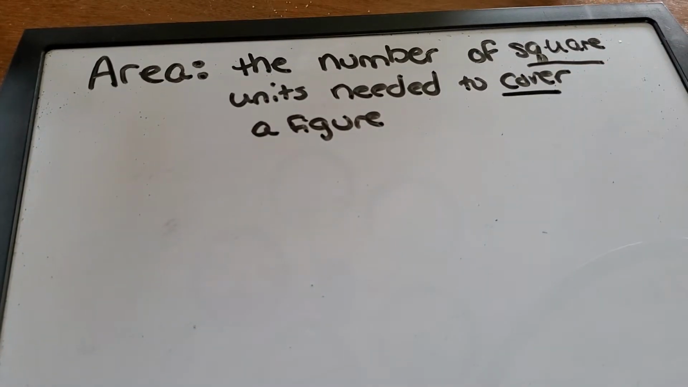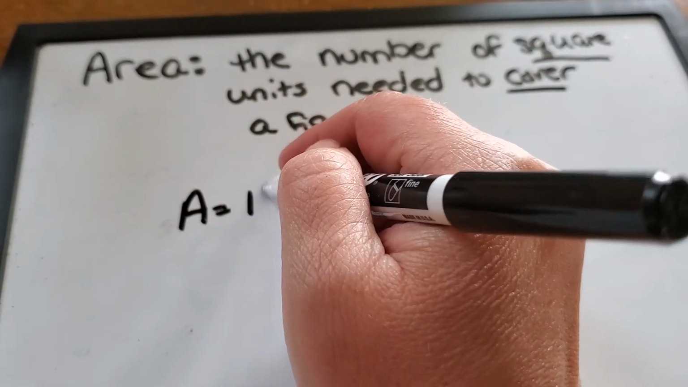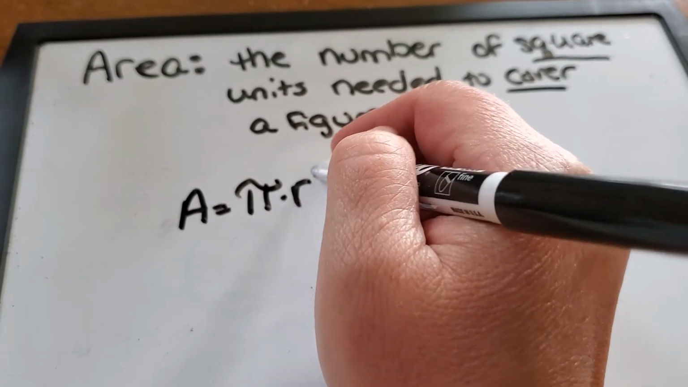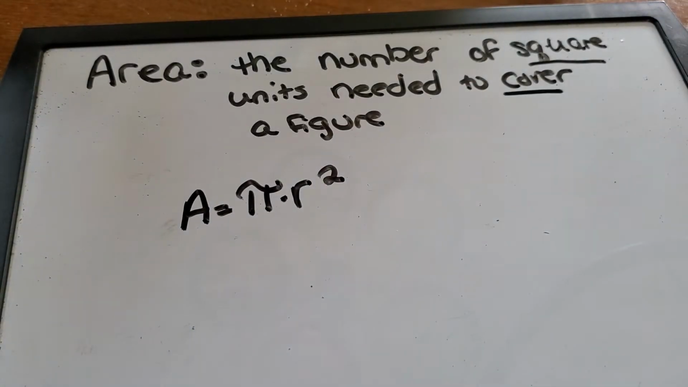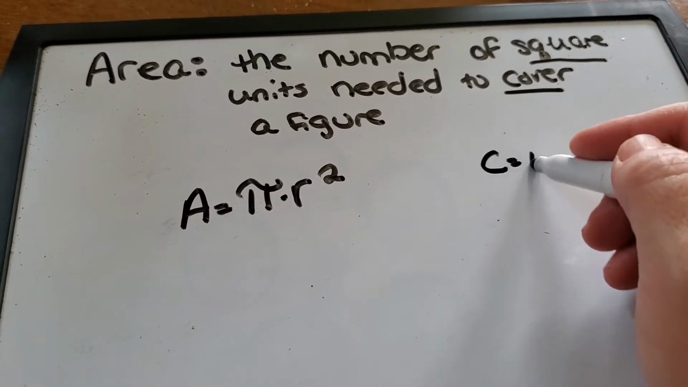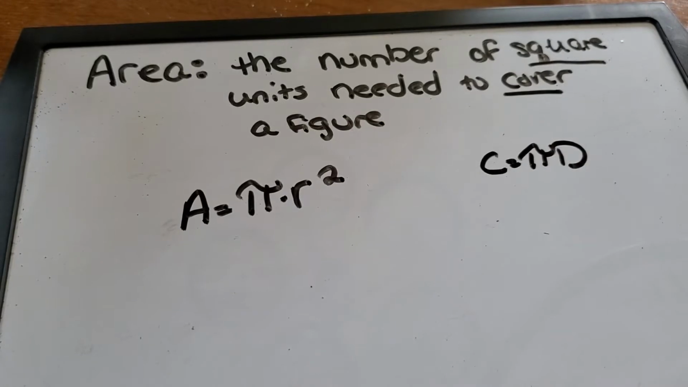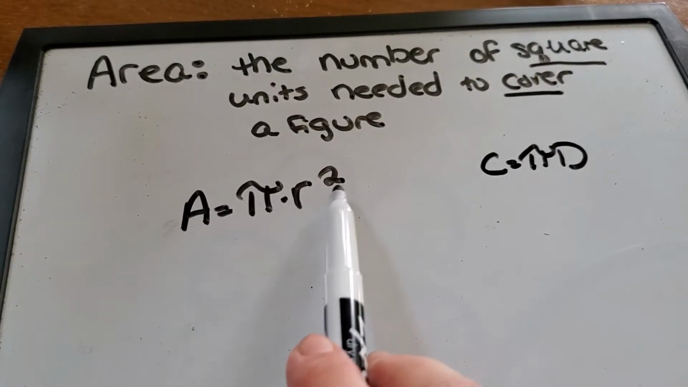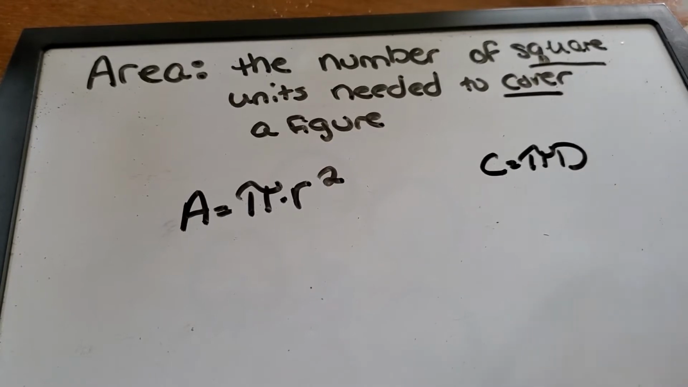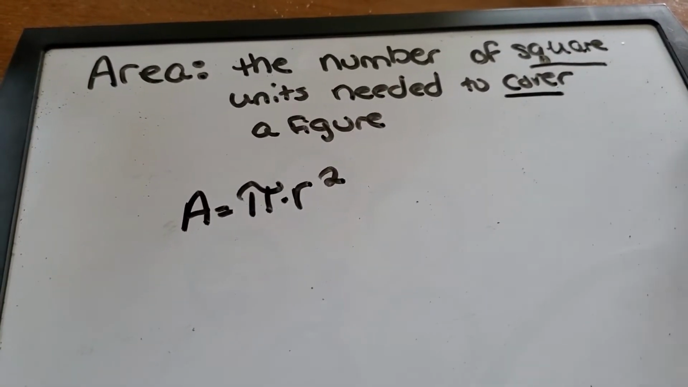Now the formula for finding the area of a circle is pi times the radius squared. Remember we said on yesterday's lesson that for circumference, you could remember coffee, pie, and donuts. Well, for area, you could remember apple pie and raisins too. Area is pi times radius squared. Write down that formula. That's going to be important.